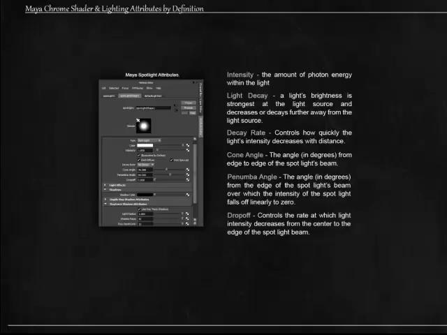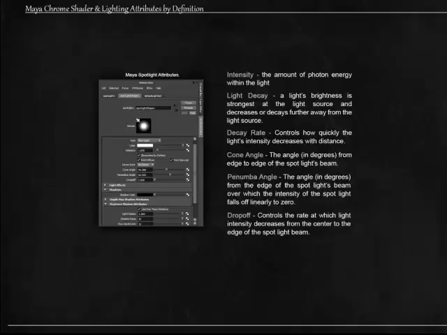You have the intensity, which is the amount of photon energy. You have the light decay, which states that a light's brightness is strongest at the light source and decreases as it gets further away from the light. The decay rate controls how quickly the light's intensity decreases with distance. So if you think of a spotlight going into the distance, you see it kind of die out in the distance.